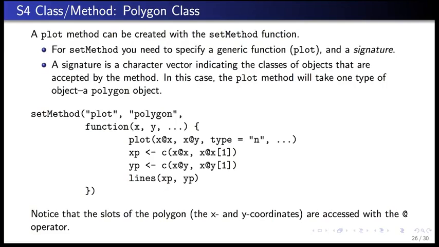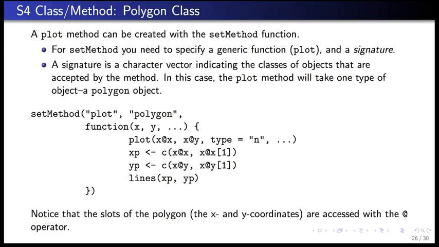So what's the signature? A signature is just a character vector that indicates the classes of objects that are going to be accepted by this method. In this case, there's only one class of object that's going to be accepted by this method, and that's a polygon object. And so for the second argument to setMethod, I just say polygon, because that's the name of the class that this method accepts.